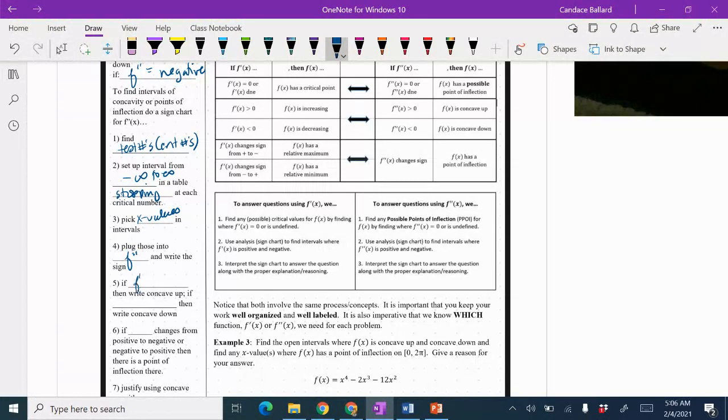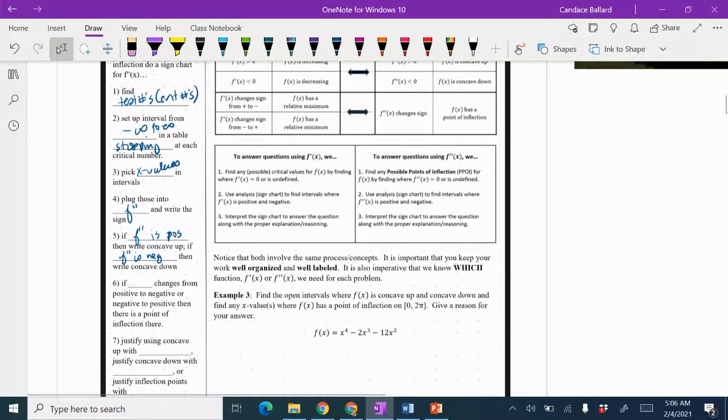If f double prime is positive, it's concave up. If f double prime is negative, we write that it's concave down. If f double prime changes from positive to negative or negative to positive, then there's a point of inflection there.